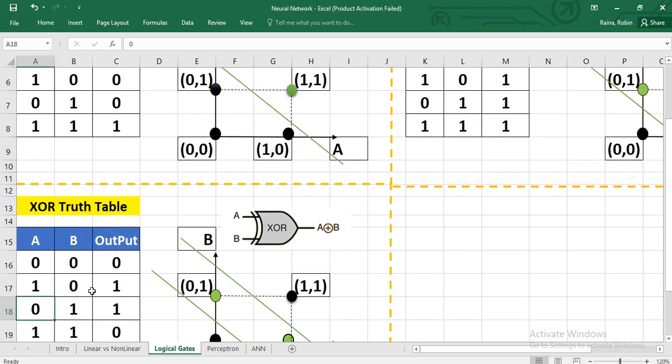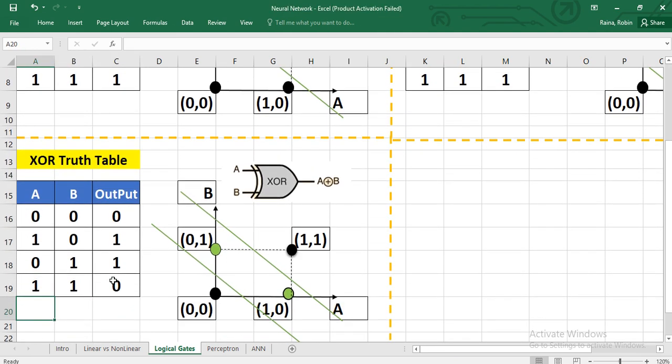Similarly, we have other logical gates. In XOR, you can see the output is 1 in these two cases, but in both of the other cases it is 0. You can see in between, this is 0, this is 0, and in between we have 1 and 1. If you have to bifurcate it or divide it by a single line, it is not possible.